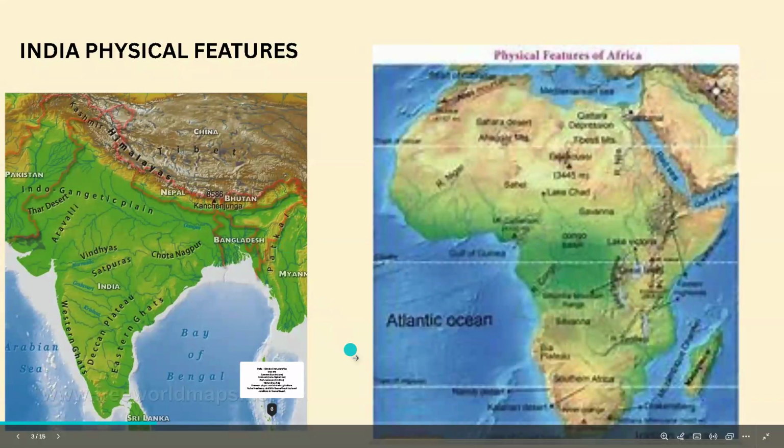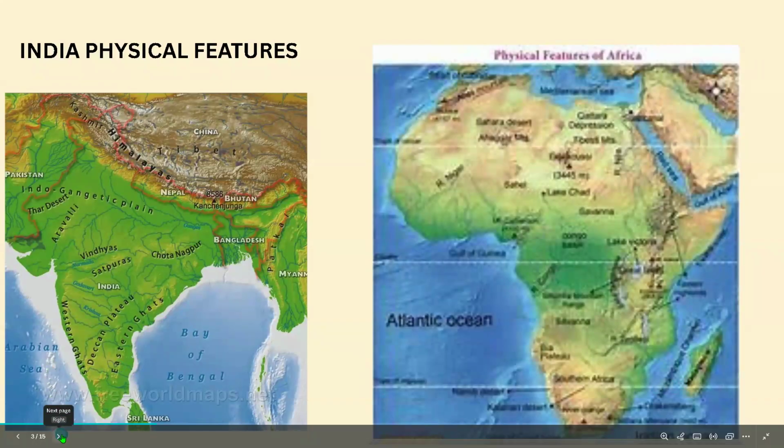The Tropic of Capricorn is also passing. This is the main important point. This is the only continent which has both tropics passing through it, and in the middle, the equator. No other continent has three important latitudes in it. So this you have to remember. The equator is passing through the center of the continent, then the Tropic of Cancer, the Tropic of Capricorn. So three important latitudes are passing through this particular continent, Africa.